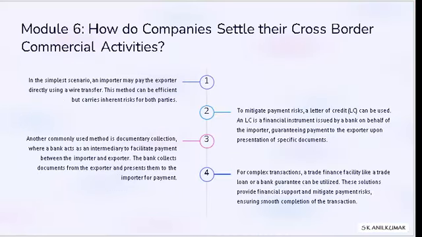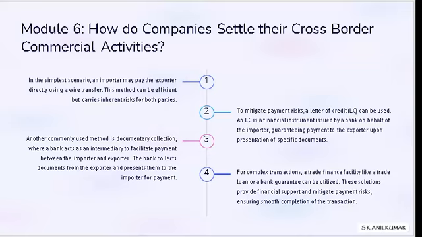In module 6, we see how companies settle their cross-border commercial activity. That is, what are the various settlement methods adopted in international trade. The simplest scenario is the importer pays the exporter directly. It could be a simple wire transfer. This is efficient, but it has its own risks. To mitigate this risk, a letter of credit can be used. So a bank issues an instrument which is a promise that if certain conditions are met, certain documents are submitted, and if found compliant, the bank will pay. It is a guarantee for the payment to the exporter.